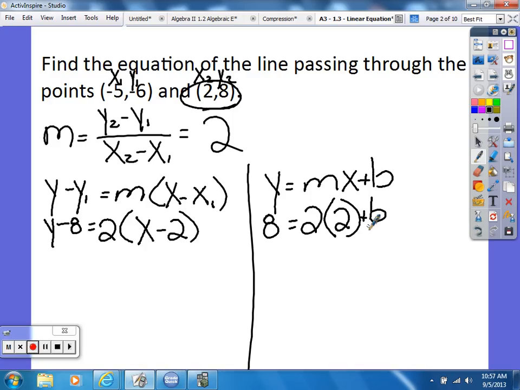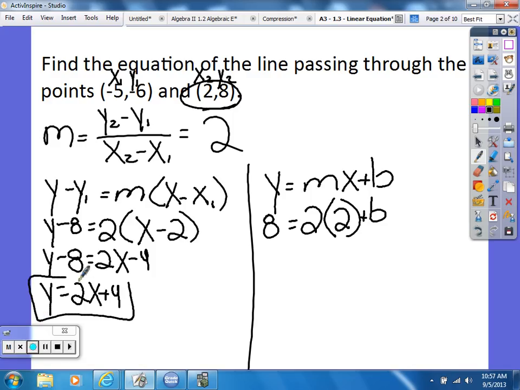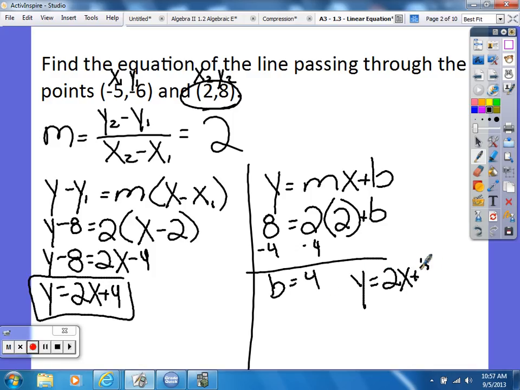But on this one, I'm going to distribute the 2. So I get 2x minus 4. I'm going to add 8. And I get this lovely equation. I like this form because the equation comes out and I'm done. On this form, I need to now subtract 4. And I get b equals 4. But once I get that, I must rewrite it into y equals 2x plus 4. So it doesn't matter which form you use. Make sense? Pretty simple?